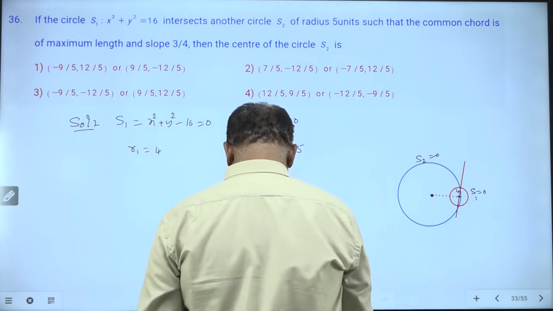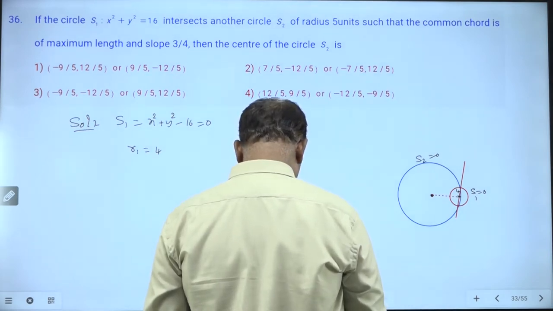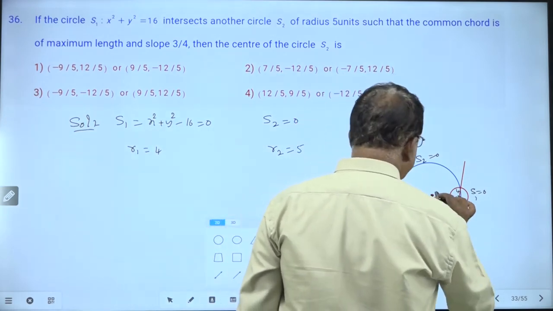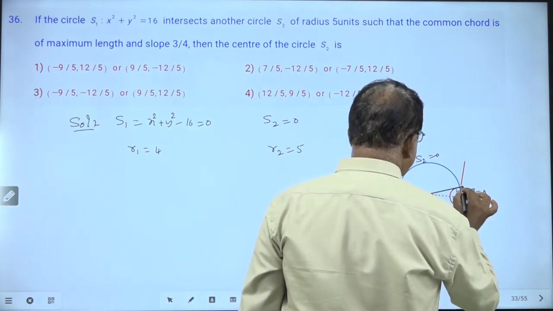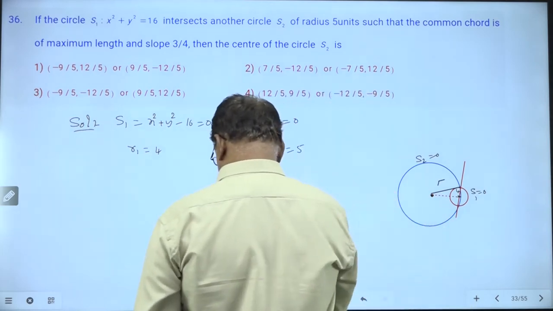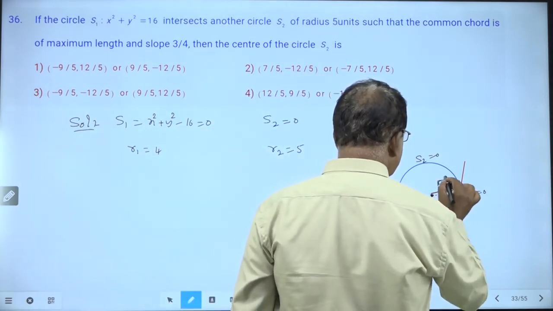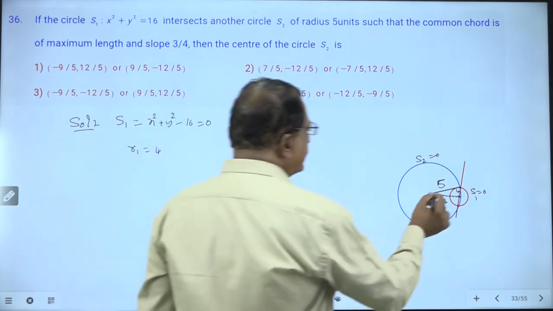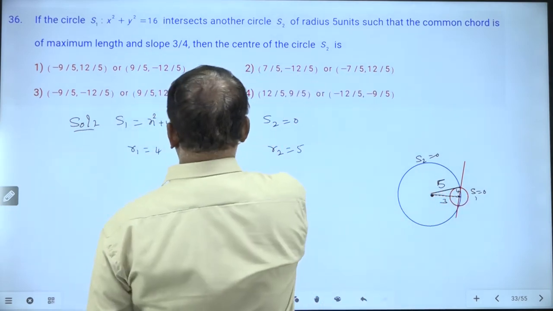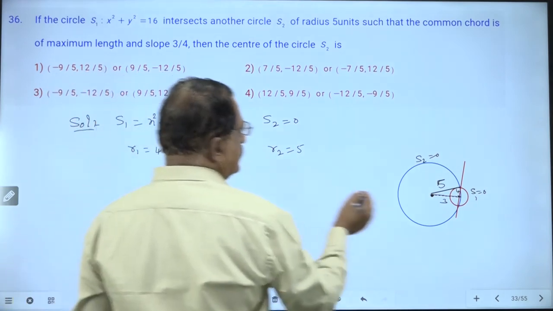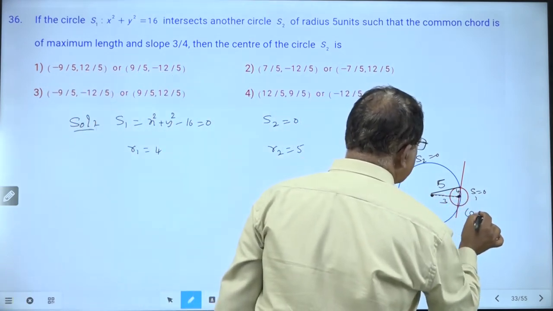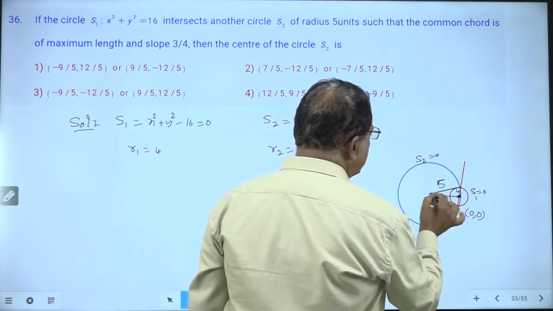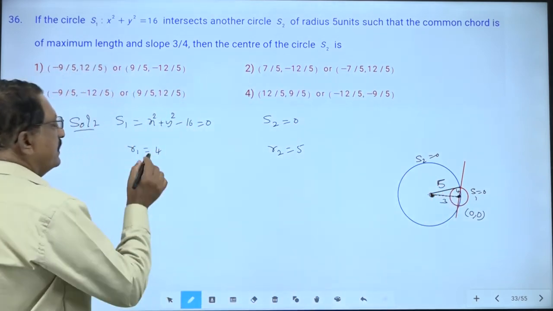Now, the perpendicular distance from the center: the hypotenuse is 5 units, so this length equals 3. Now, the required center of the circle. The center of the first circle is the origin (0, 0). Therefore, we require the points which are at a distance of 3 units from the origin.